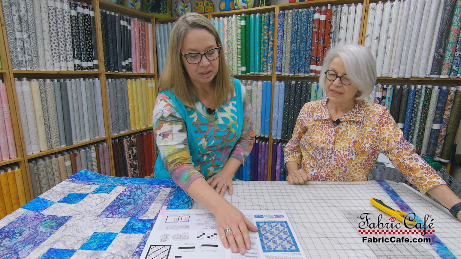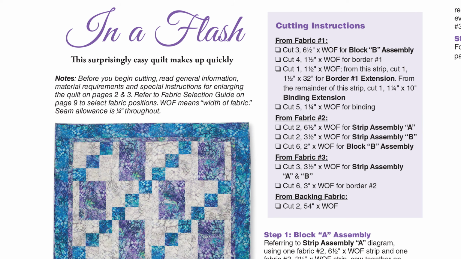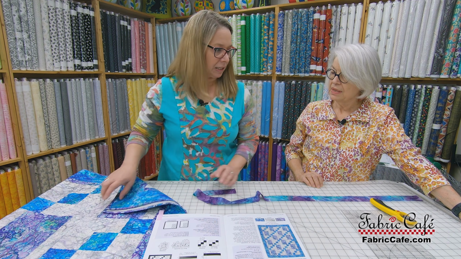So in this case, what we have done is we've cut another strip. Here you see cut 1 at 1.5 by width of fabric. From this strip, we're going to cut 1 at 1.5 by 32 for a border extension, and the rest of it is going to be used as a binding extension. So let's start with the border extension.